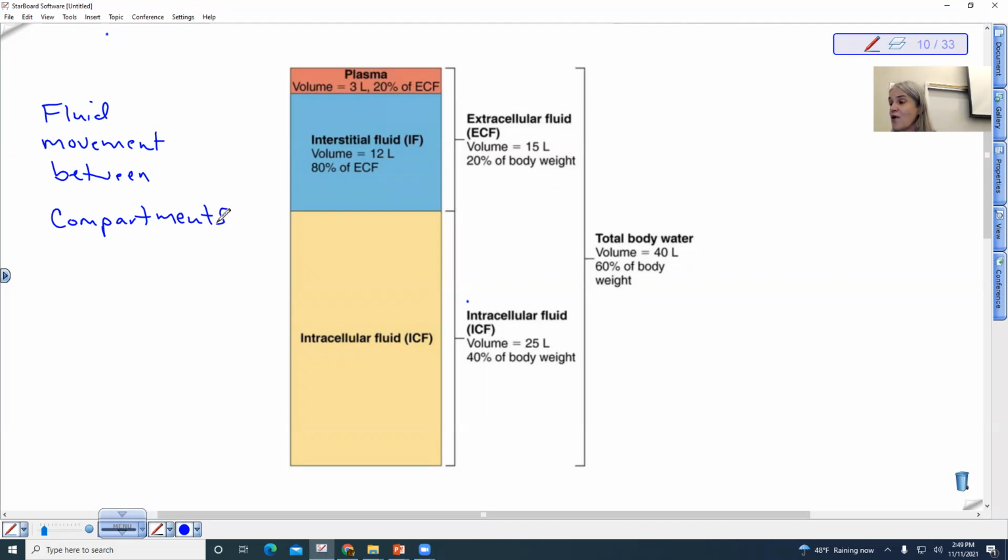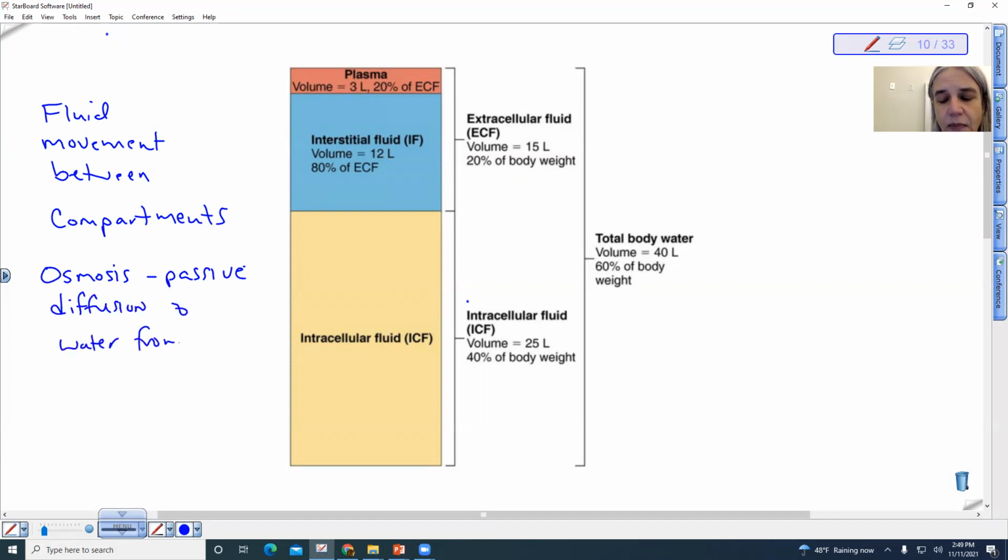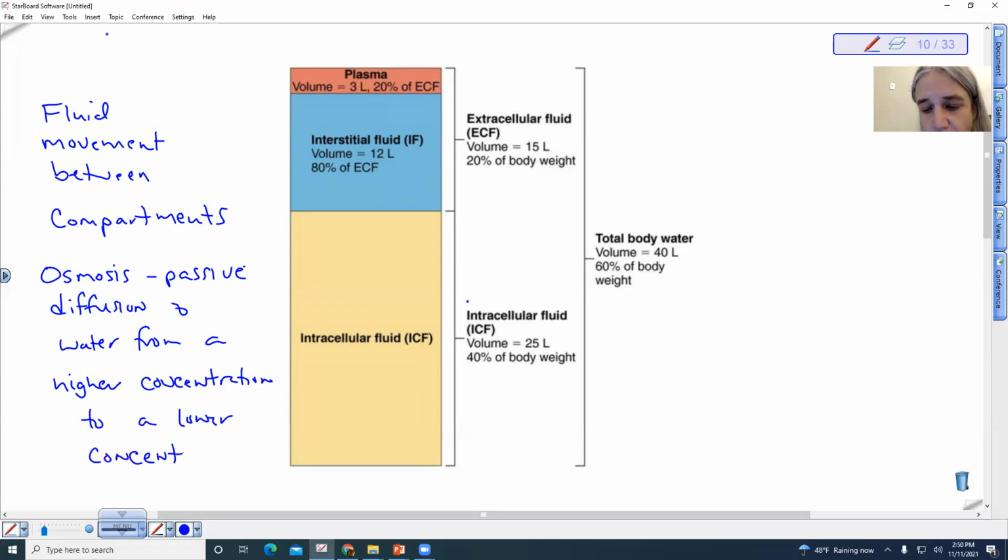And so the diffusion of water from a high concentration to a low concentration is referred to as osmosis. So osmosis is the passive diffusion of water from a higher water concentration to a lower concentration. And the cell plasma membranes are permeable to water.